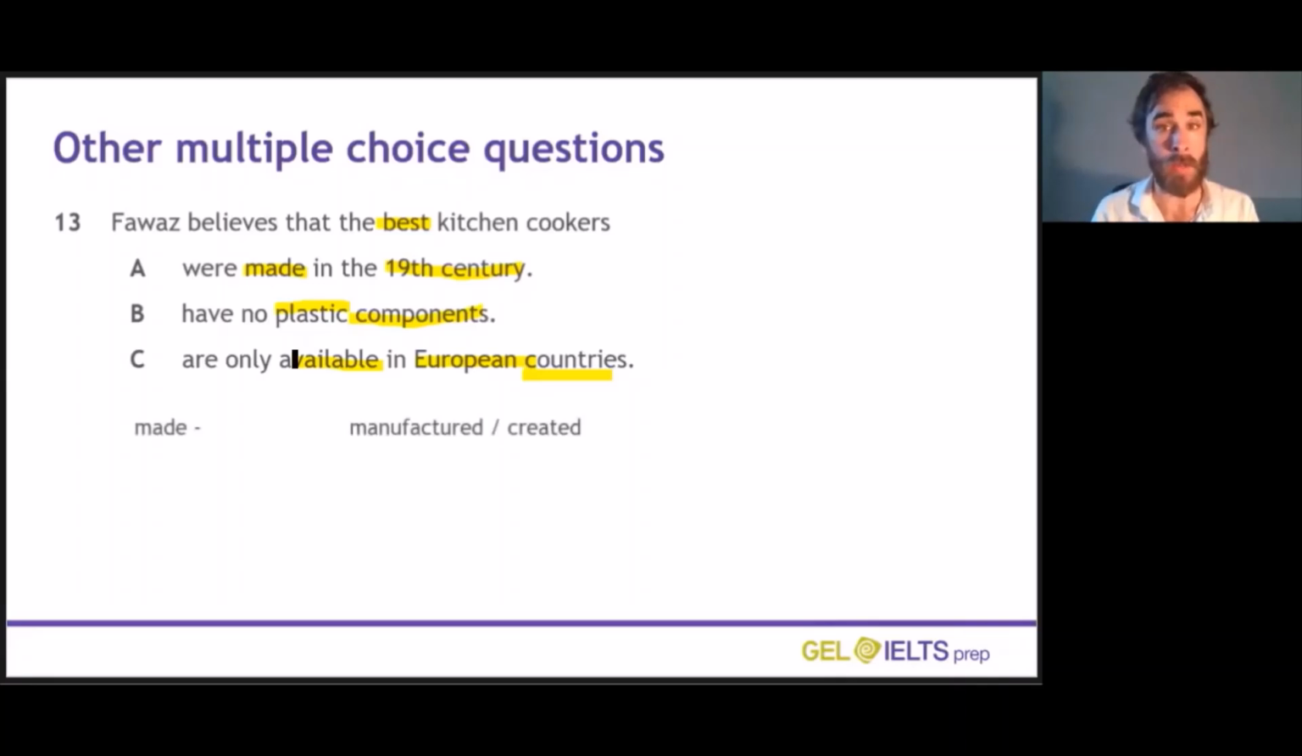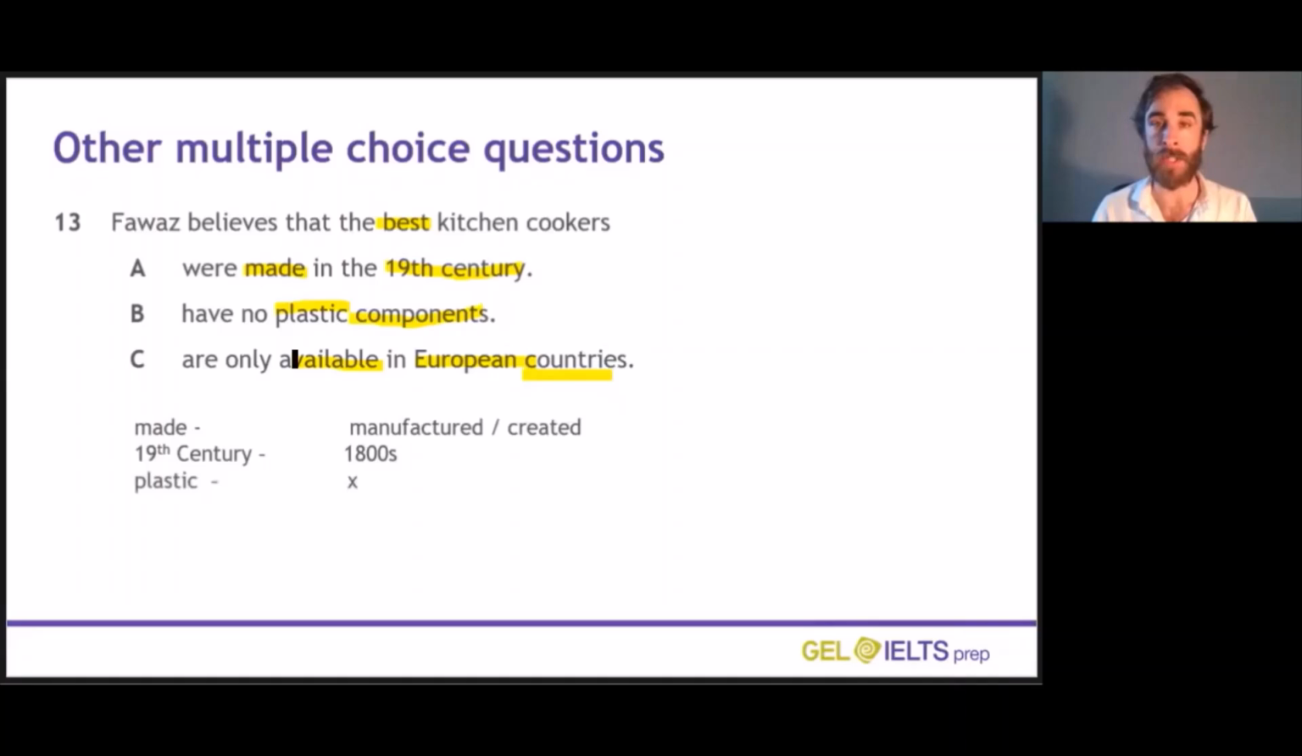In A, we have the word made. Possible synonyms include manufactured or created. 19th century. We may, if it's a challenging one, we may hear 1800s. So some period in that time would mean the 19th century.